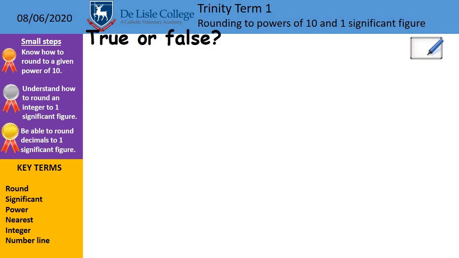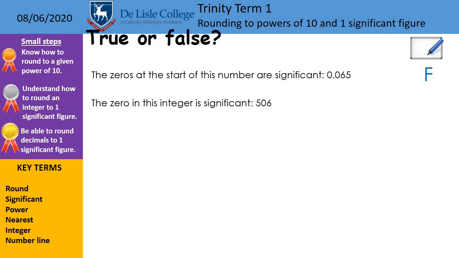But we'll have a go at this true or false as well. So the zeros at the start of this number are significant. Think about it. It's false. We know zeros at the start aren't. The 0 in this integer is significant. Well, of course it is, because if you took it out, you're saying that 56 is the same as 506, and it's not.